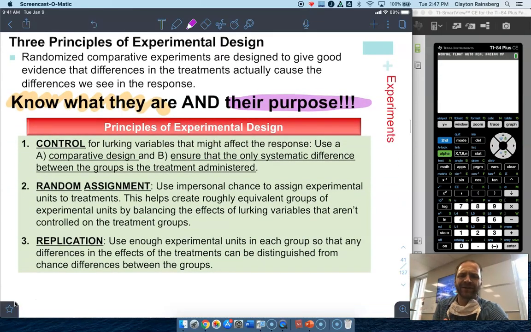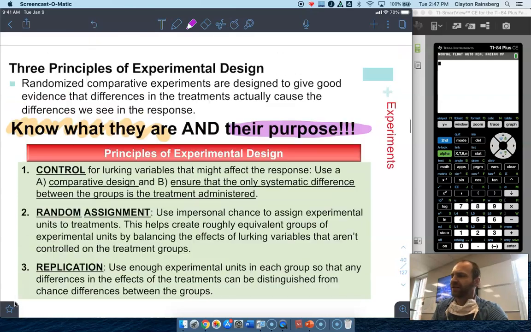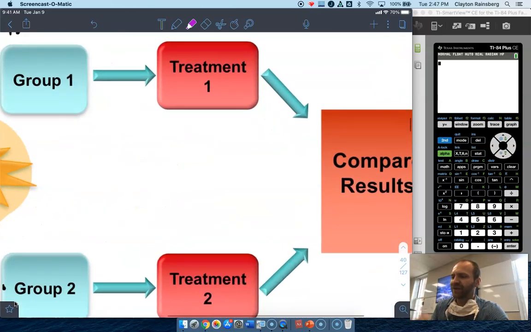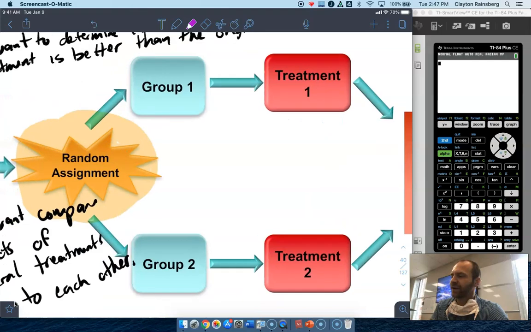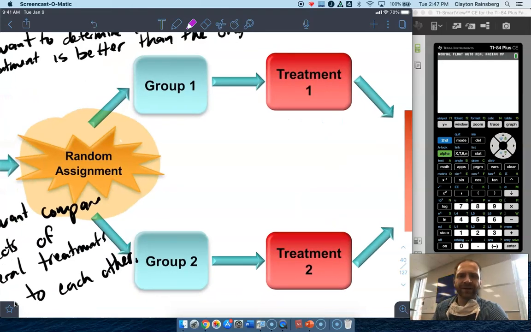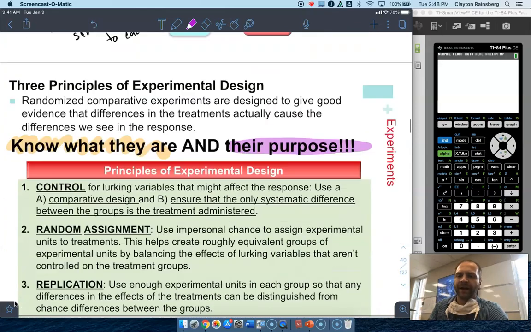Well, how does that allow us to control? We ensure that the only systematic difference between the groups is the treatment that is being administered. So look right here. That's the treatment that's being administered. It's the only difference between those groups. We're going to go into this a little bit more. I want to show you this example first.